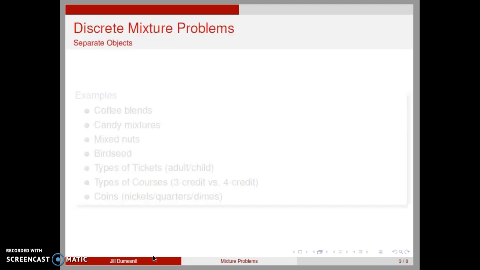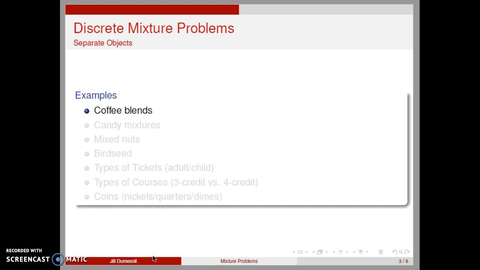In discrete mixture problems, we are mixing separate, disconnected objects. Some examples are coffee beans, maybe mixing two flavors or two different roasts. Candy mixtures, perhaps different flavors of jelly beans, or perhaps two types of candy. Nuts, we might make a pecan and cashew mixture, as we'll see in a future problem. Birdseed is often made from mixing two or more different types of seed.